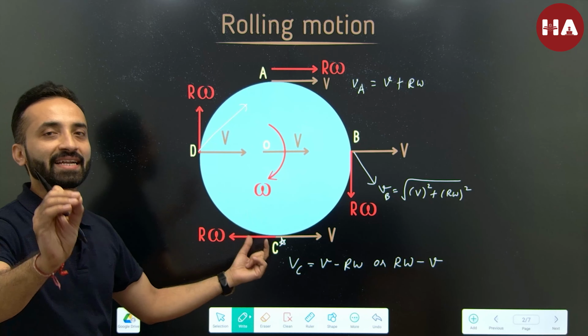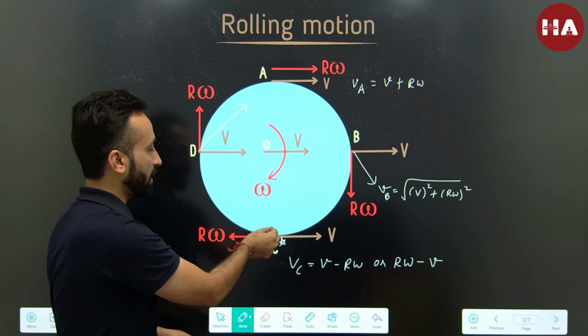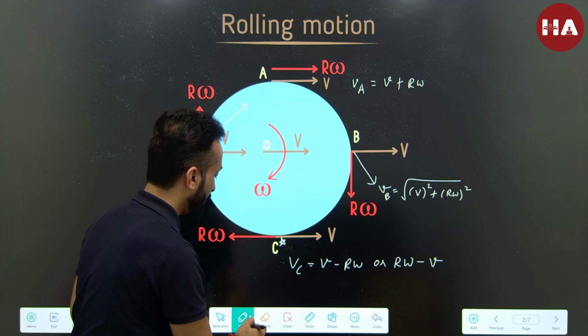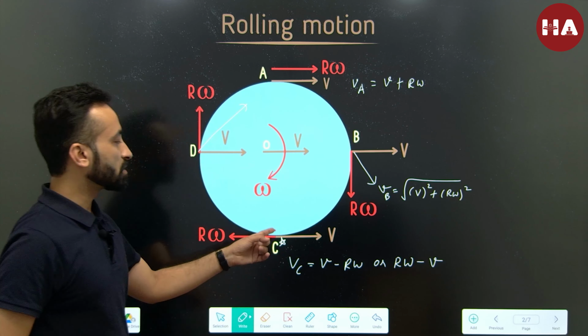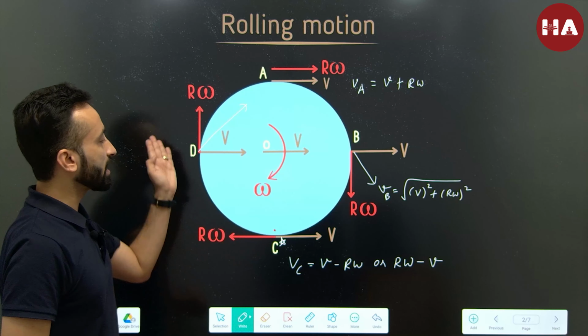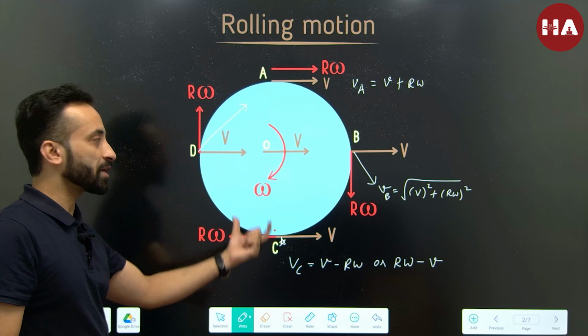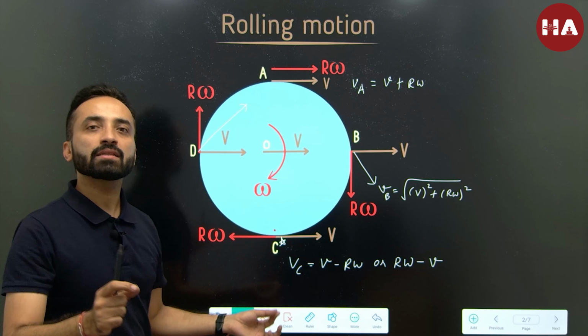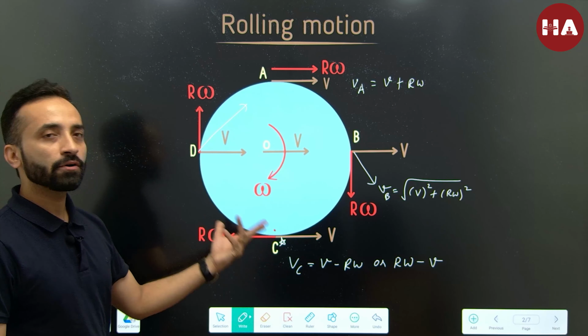Now this is not a static point. Every time C will change. Right now, let's say I mark this point with a red spot. This point is representing C, but the very next moment, some other point will become C. So C is not a fixed point on the object. Whoever is at the bottommost point is called C. This is the point of contact.